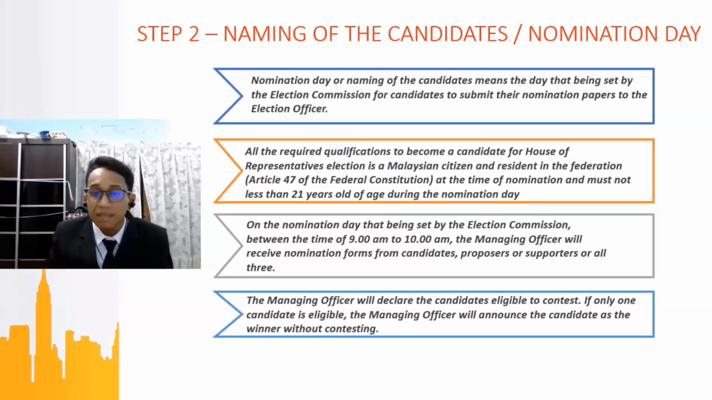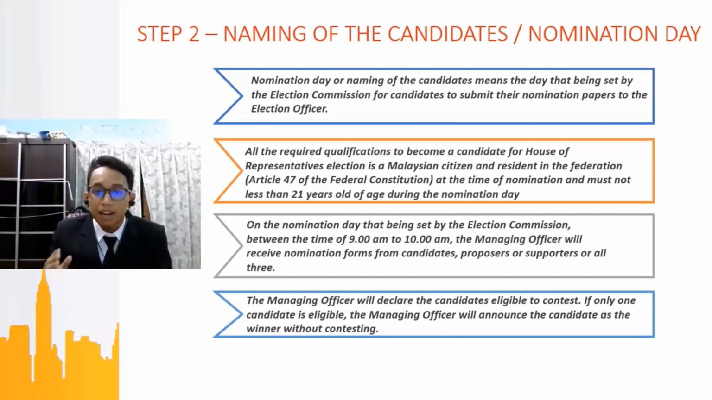On the nomination day being set by the Election Commission, between the time of 9 AM to 10 AM, the returning officer will receive nomination forms from the candidate, proposer, or supporters, or all 3. The candidate that wants to run in the election is required to pay a deposit. If they fail to pay the deposit, the nomination paper will be stated as incomplete and the election officer will not receive the nomination paper from the candidate.